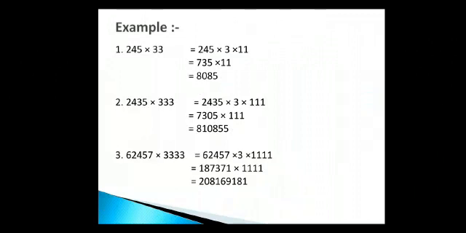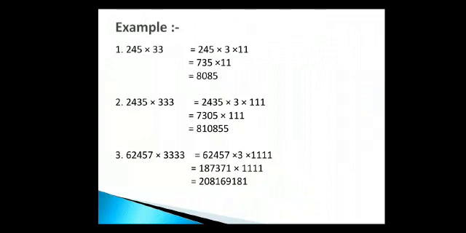Again examples. 245 multiplied by 33. So we can write 245 into 3 into 11. So at first we multiply 245 by 3. So we get 735, and 735 again multiplied by 11. So by the rule of 11 previously, we get the answer 8085.